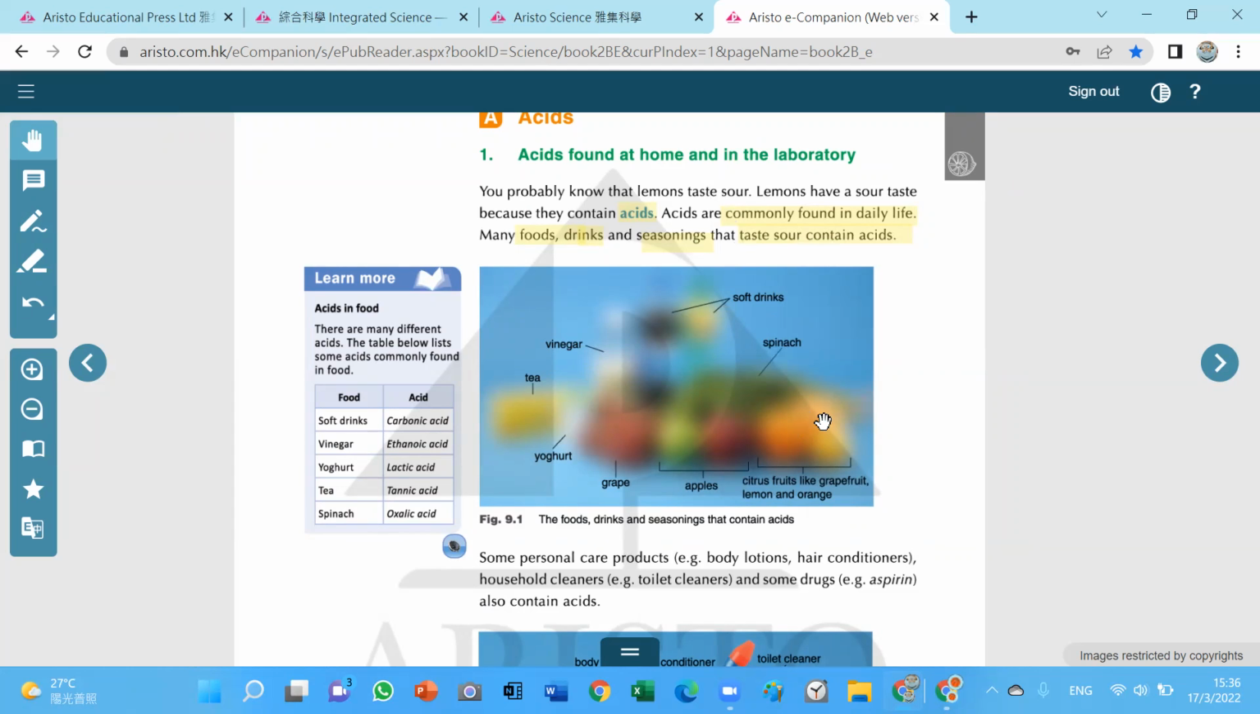And the second group is fruits like grapefruit, lemon, and orange. They also contain acids. 佢哋係酸嘅，你食落去或者飲落去都係會有啲酸嘅，例如茶、yogurt、提子、蘋果、汽水、ginger 都係酸嘅。OK. So this is the food.